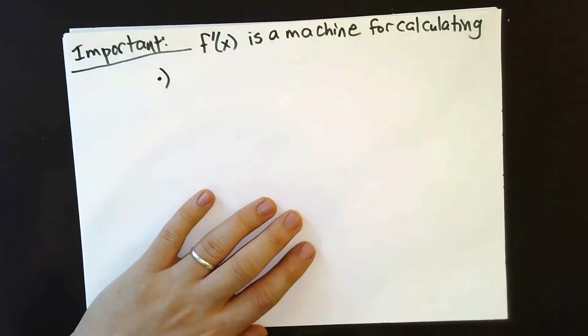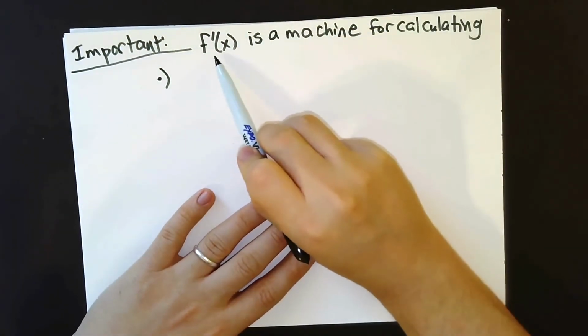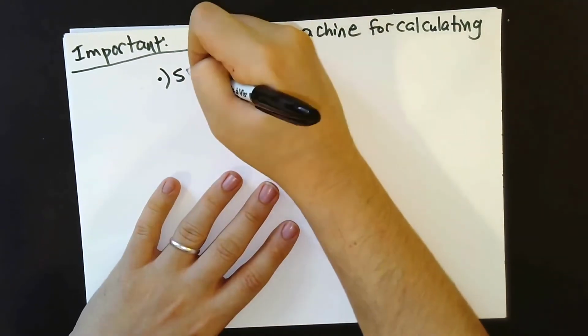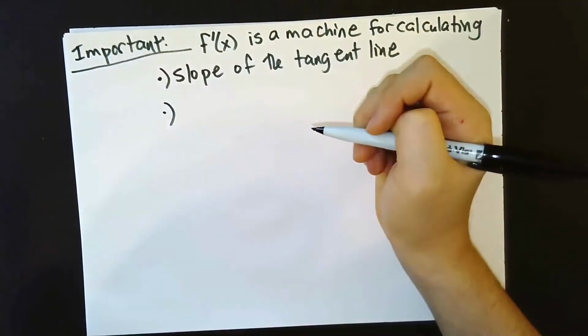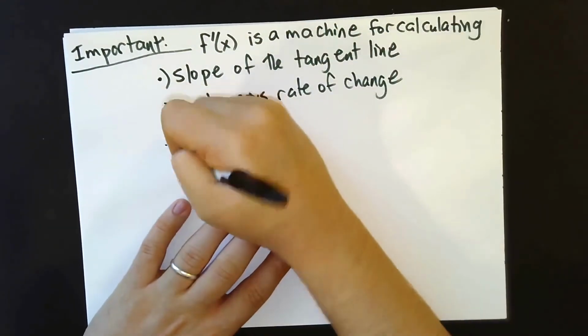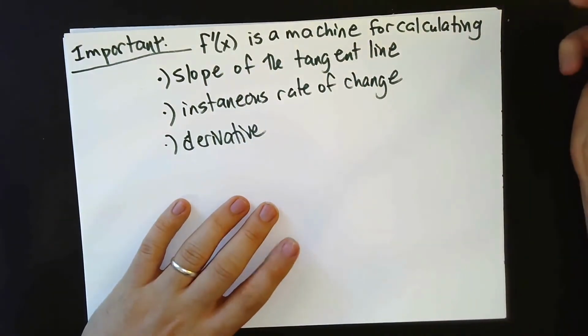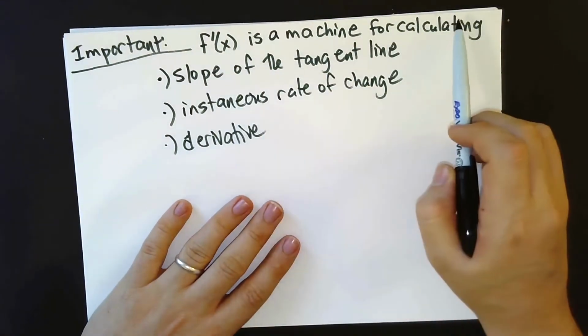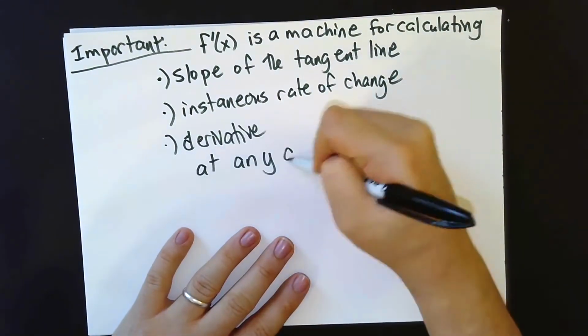And I'm going to, just for emphasis, spell out that there are three different things we have called the derivative at a point. We have called it the slope of the tangent line. We have called it the instantaneous rate of change. And we've just called it the derivative. And so f prime of x is a machine for calculating all three of these things at any given input.